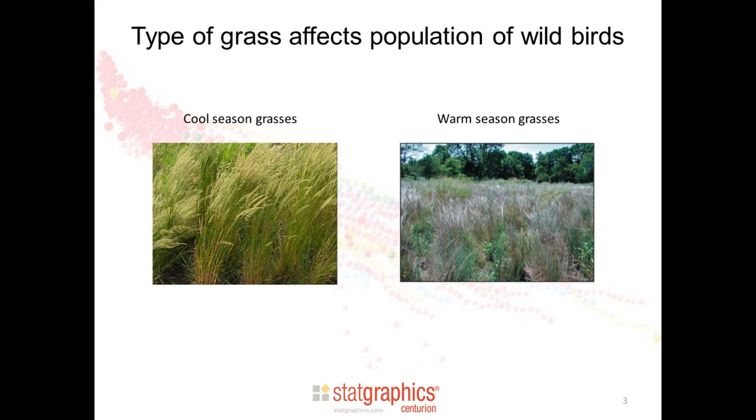It turns out that the warm season grasses, which are native to this area of Virginia, are much more amenable for the birds, and they don't pack down as much when the snow comes, so there's a lot more room for insects and birds and so forth to live. Well, type of grass was obviously a categorical factor that she entered into her regression analysis.